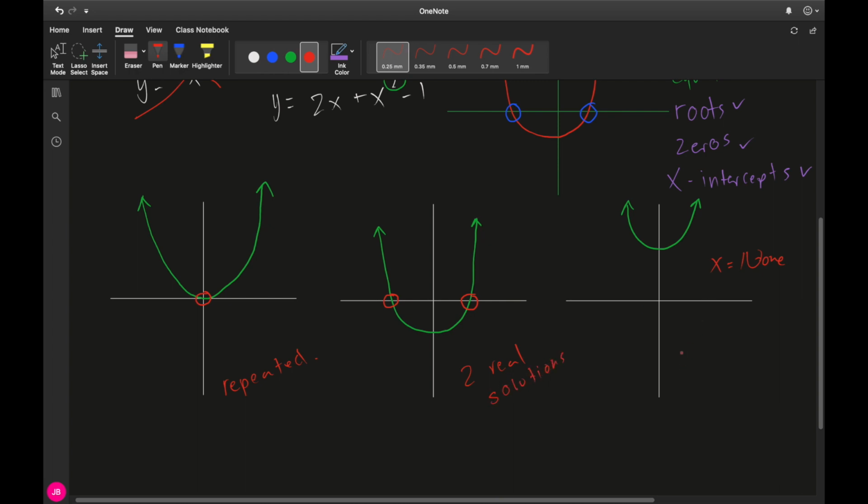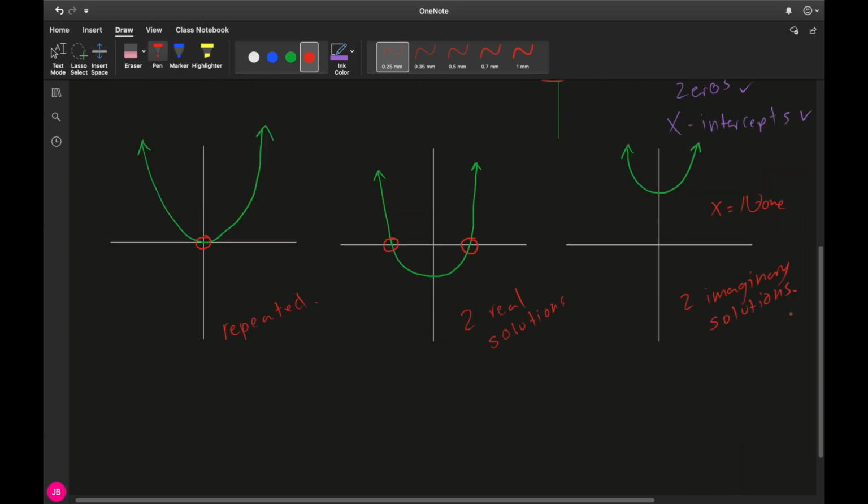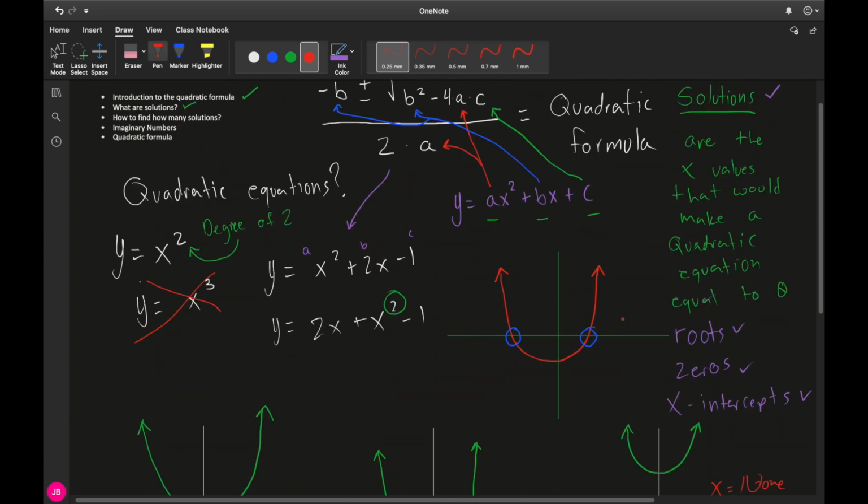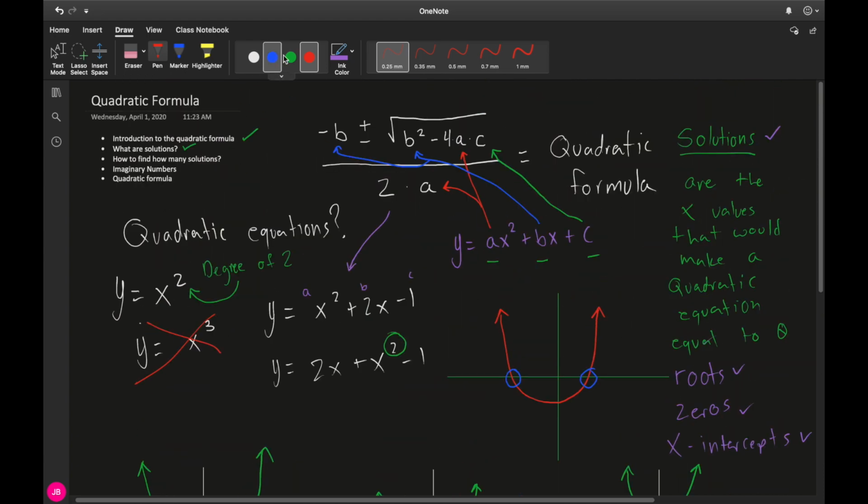And this one actually has two imaginary solutions. So we're going to be talking a little bit about what that word means, imaginary, because it doesn't really mean what you think it means. So how would we find out whether we're going to have one solution that's repeated, two real solutions, or two imaginary solutions? We're going to be using a part of the quadratic formula known as the discriminant.